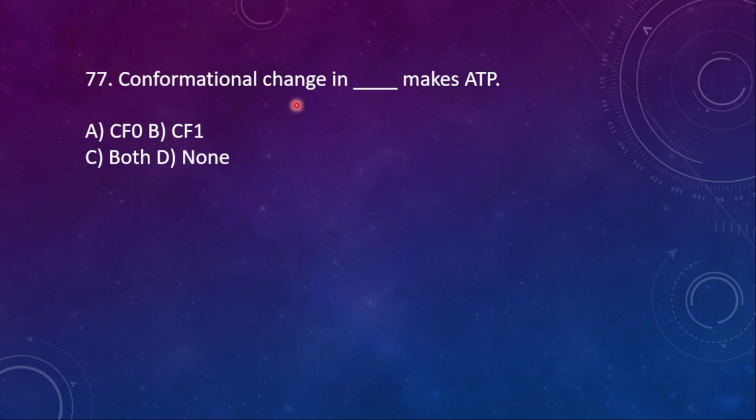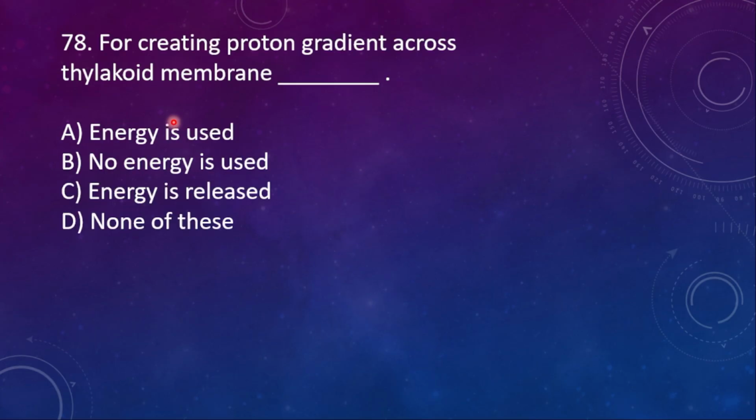77. Conformational change in dash makes ATP. A, CF0. B, CF1. C, both. D, none. Conformational change will occur in the CF1 part. 78. For creating proton gradient across the thylakoid membrane, A, energy is used. B, no energy is used. C, energy is released. D, none of this. Here the right option is option A, energy is used.